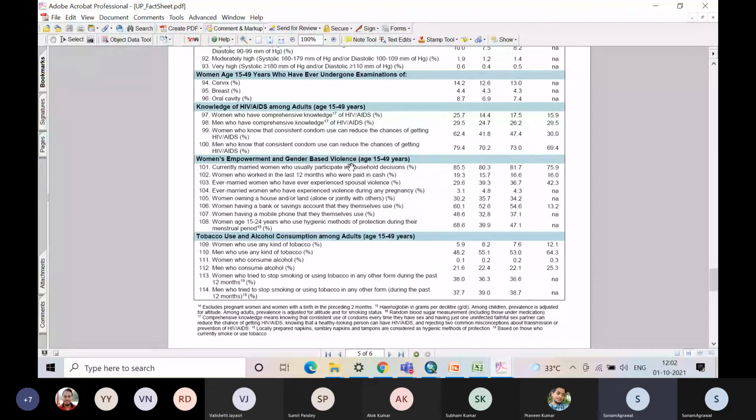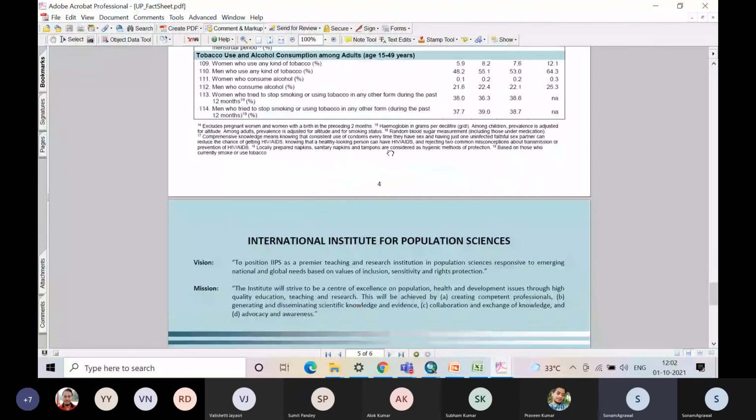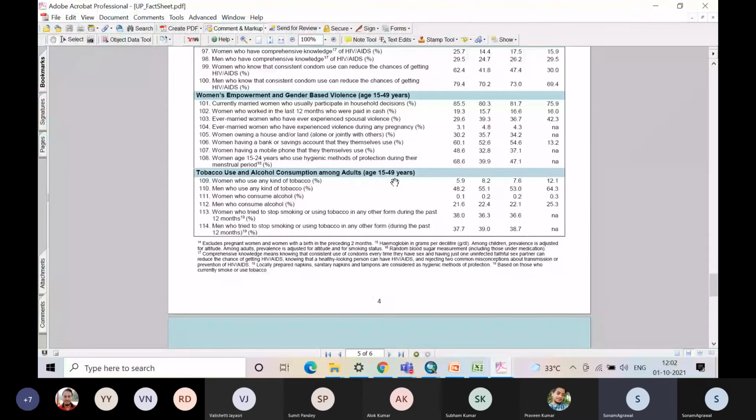So this one is the whole fact sheet of the health, which is provided at the state level. Further, if you search, you can get this information at the district level also. So this is what I was earlier telling you, that the government is used to collect the data from different sources, and they will give you the spatial data.